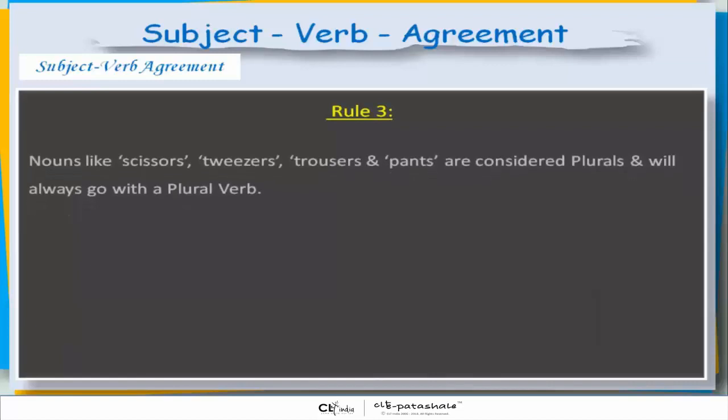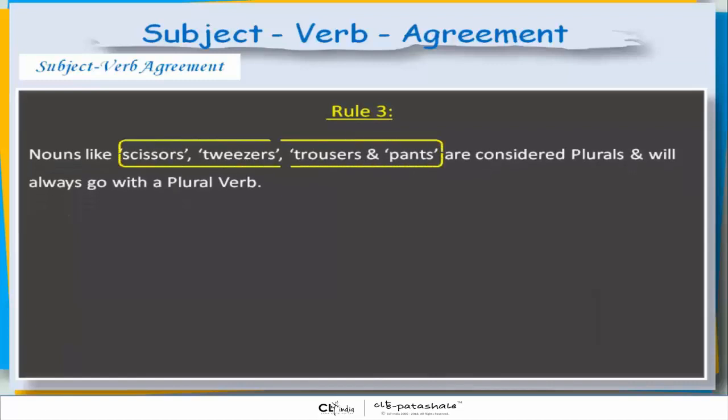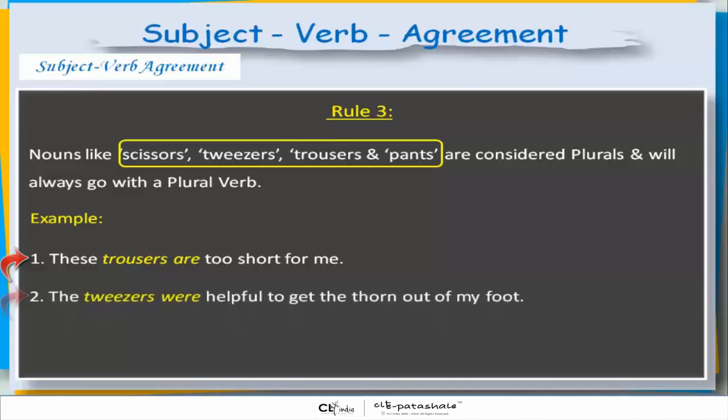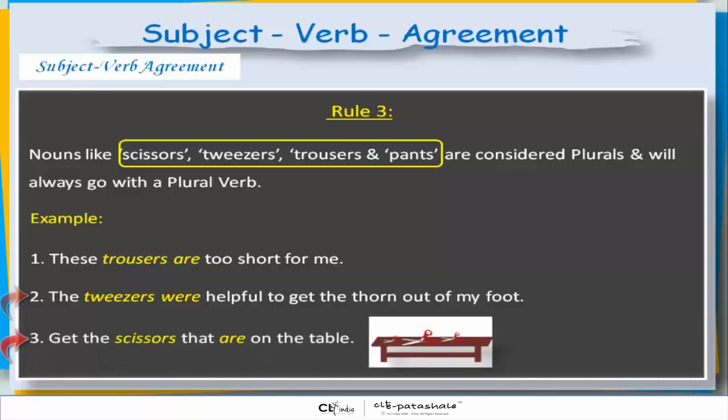Rule 3 says, nouns like scissors, tweezers, trousers and pants are considered plurals and will always go with a plural verb. For example, these trousers are too short for me. The tweezers were helpful to get the thorn out of my foot. Get the scissors that are on the table.